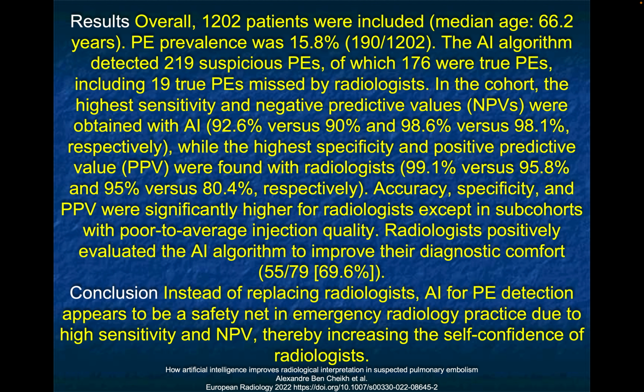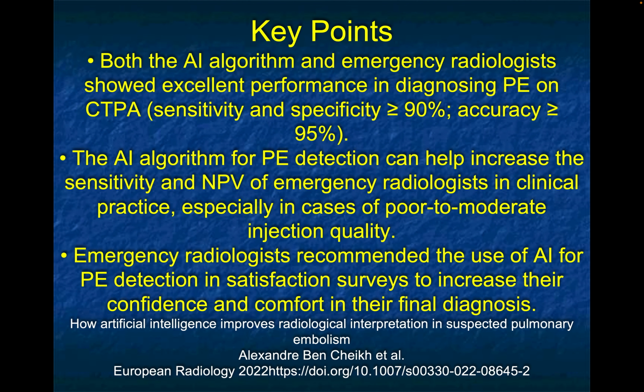So what they're saying is AI is really as accurate or more accurate than radiologists, and AI with radiologists is the most accurate. And so it's very important to realize accuracy, specificity, and positive predictive value was significantly higher for radiologists, except in sub-cohorts with poor to average injection quality. Radiologists positively evaluated the AI algorithm to improve their diagnostic comfort. Very, very important for us if we're happy.